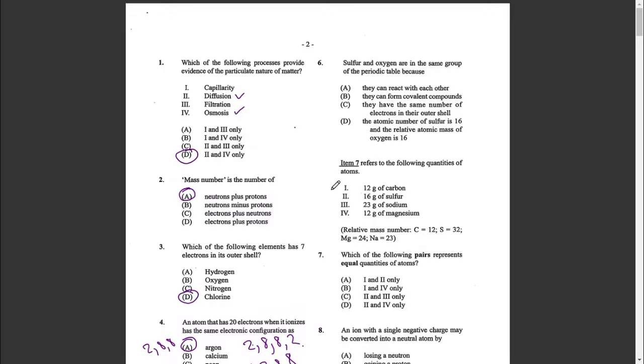Question 6. Sulfur and oxygen are in the same group of the periodic table because they can react with each other, they can form covalent compounds, they have the same number of electrons on their outer shell, or the atomic number of sulfur is 16 and the relative atomic mass of oxygen is 16. Sulfur and oxygen both have 6 electrons on their outer shell, or their valence shell, so that means they are in the same group of the periodic table. So the answer is C.